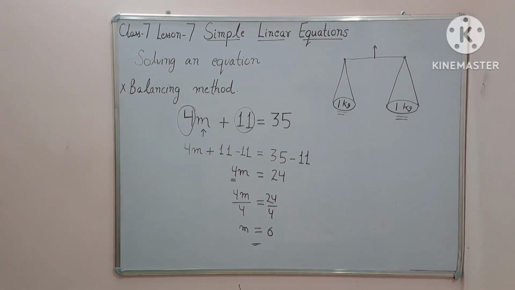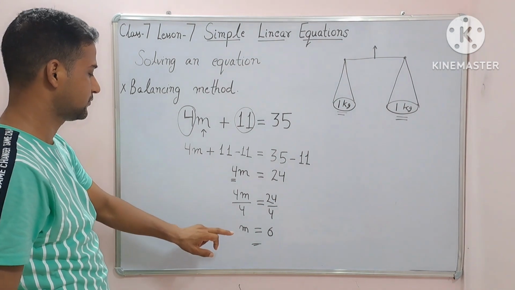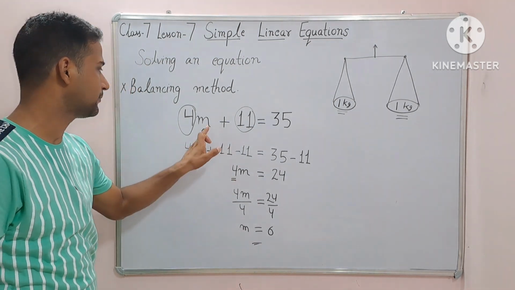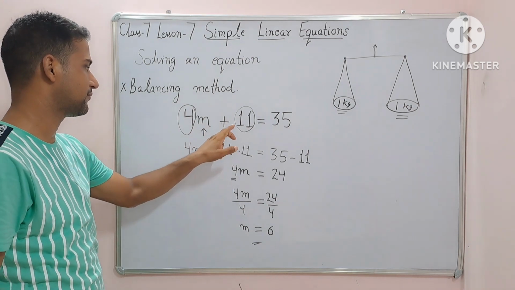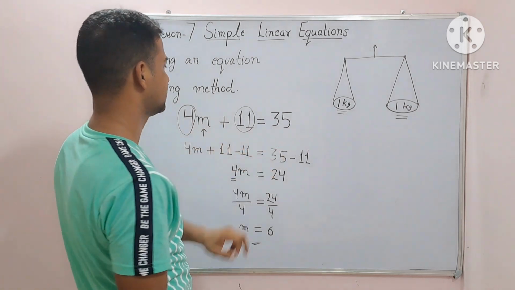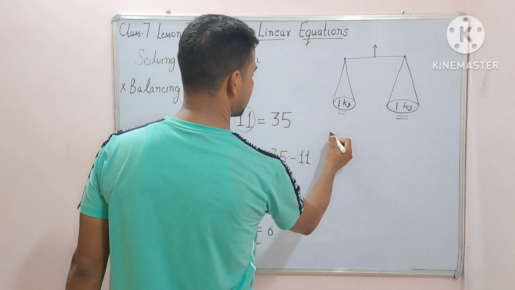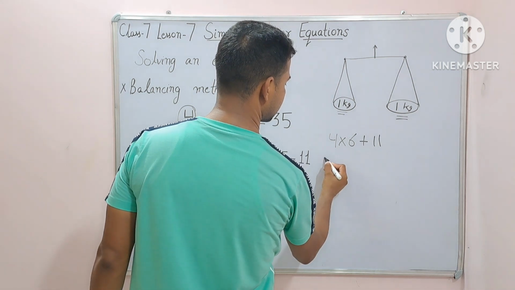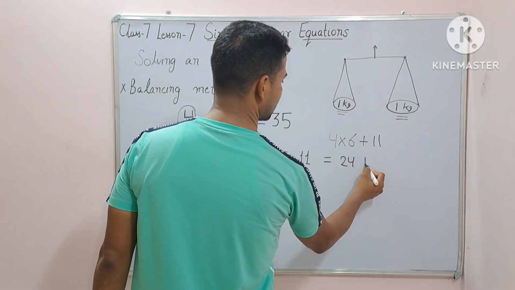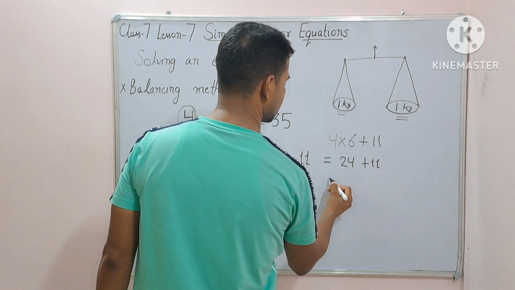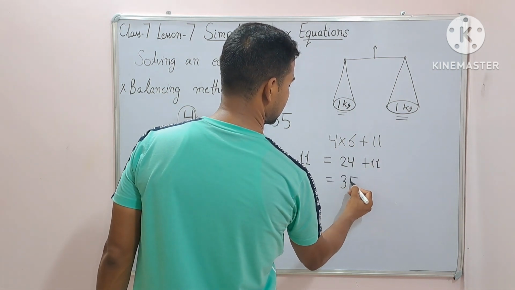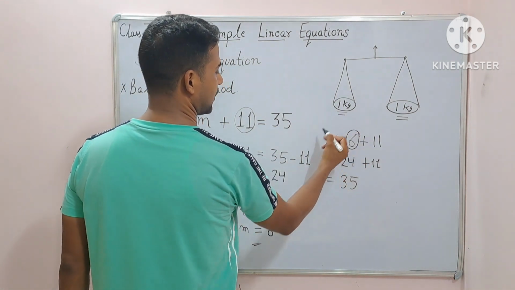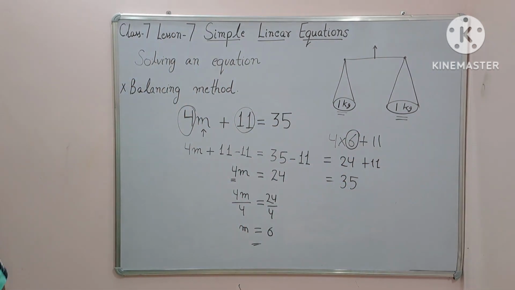We can also check our solution, whether it is correct or not. Put the value of m is equal to 6 here and find the sum. 4 into 6 plus 11, 24 plus 11, 35. This is matched, therefore our value m is equal to 6 is the correct answer.